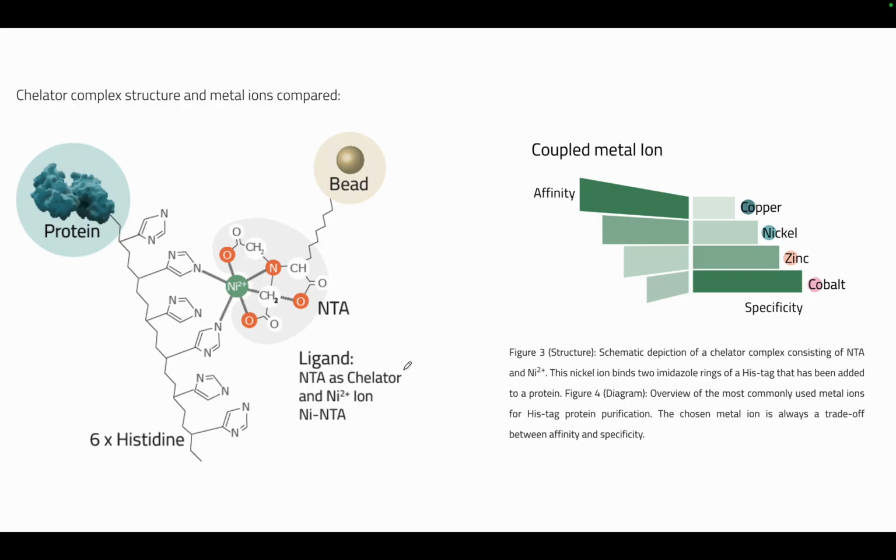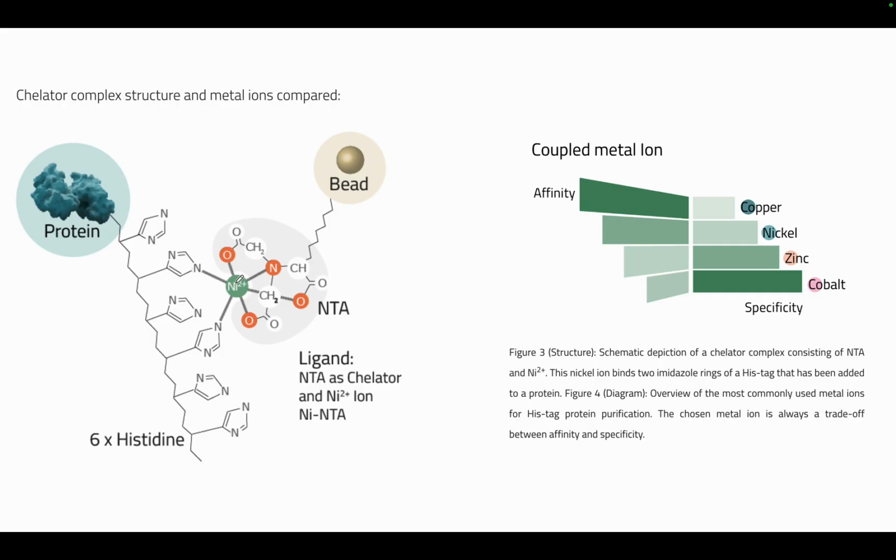This is what the structure of the complex with the nickel would look like. The matrix would generally look something like this. As we discussed, there's a bead, and here's a spacer. This is something called NTA, nitrilotriacetic acid, which basically coordinates one nickel ion. Nickel NTA is a chelator with Ni2+ as the ion. So this is called nickel NTA.